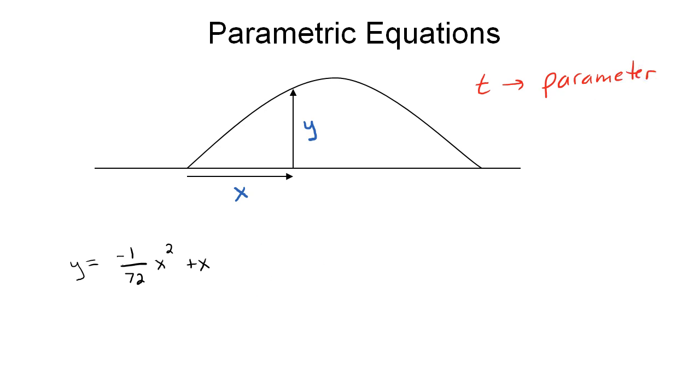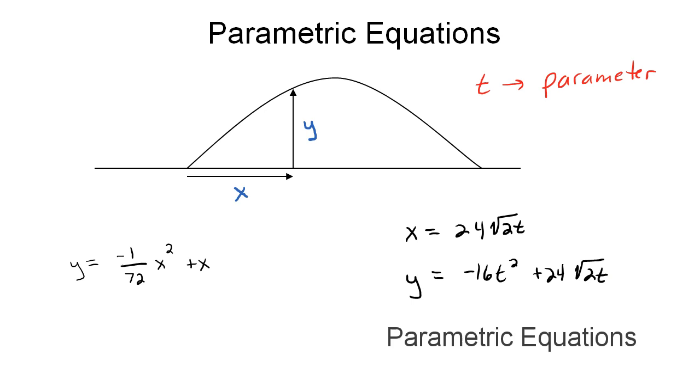So in our case here, if I take this rectangular, Cartesian coordinate equation and write it in terms of t, I would say x equals 24 times the square root of 2 times t, and y equals negative 16t squared plus 24 radical 2 times t. These are called parametric equations.